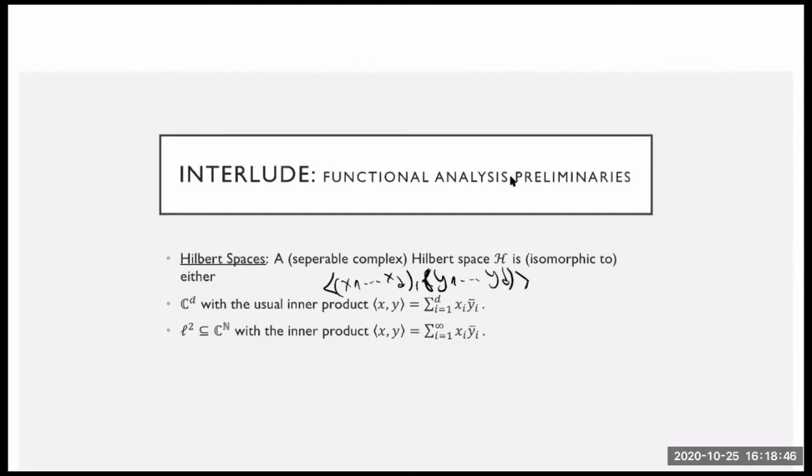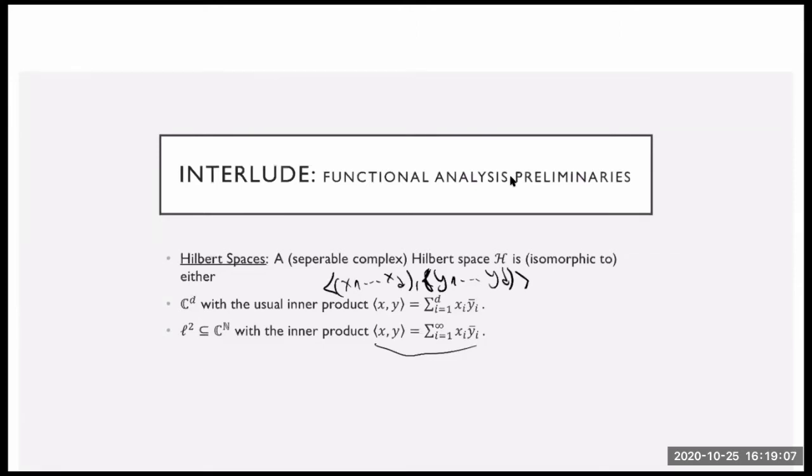And the inner product is just this number. Okay, this is a complex number, and this is actually an inner product. And the other example is just the set of all infinite sequences of complex numbers with this inner product, but you need to restrict yourself a bit. You can't actually take all sequences.